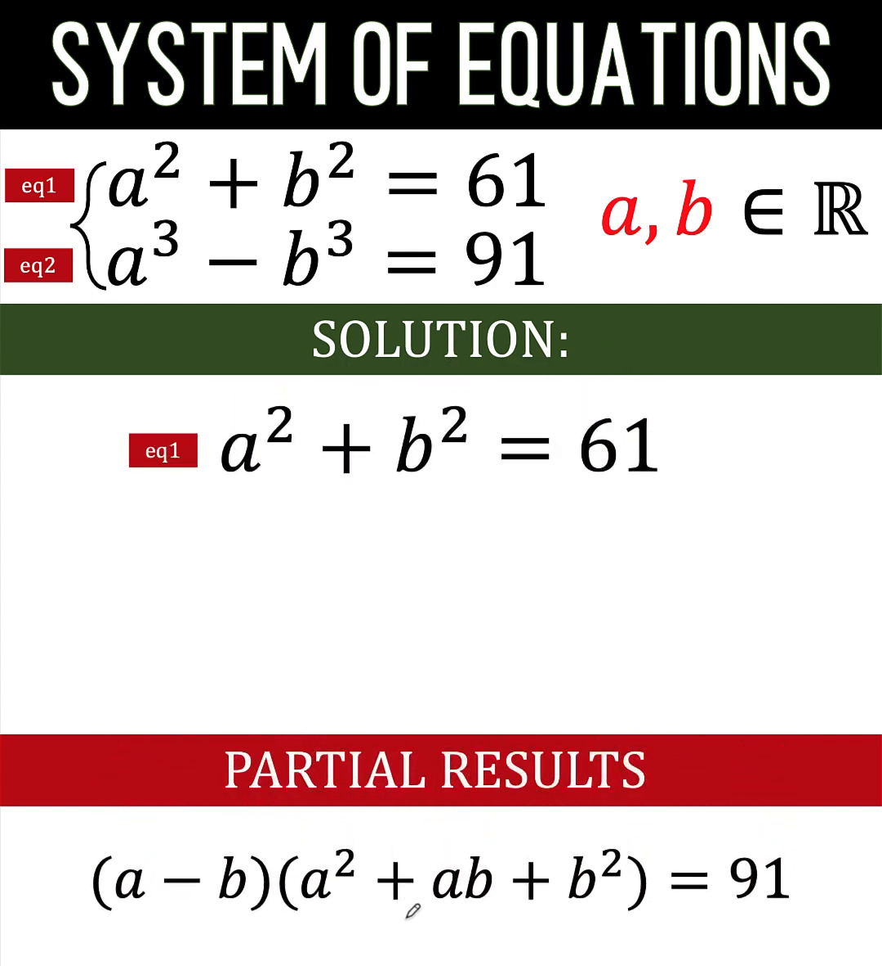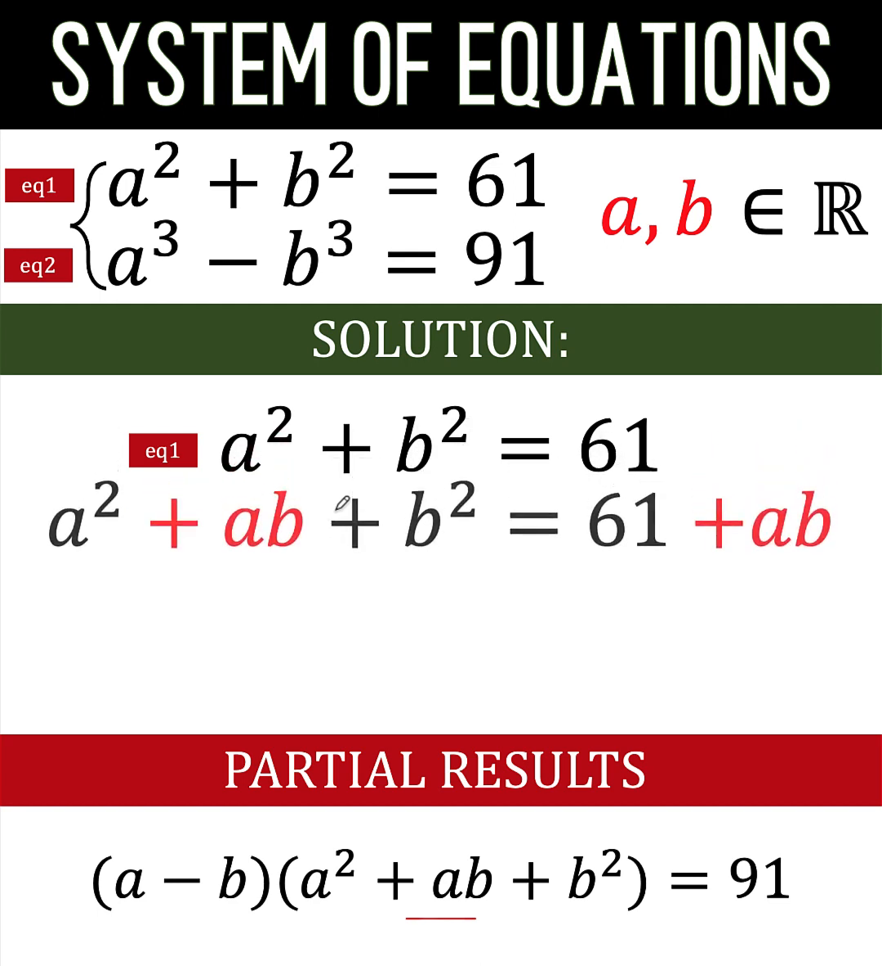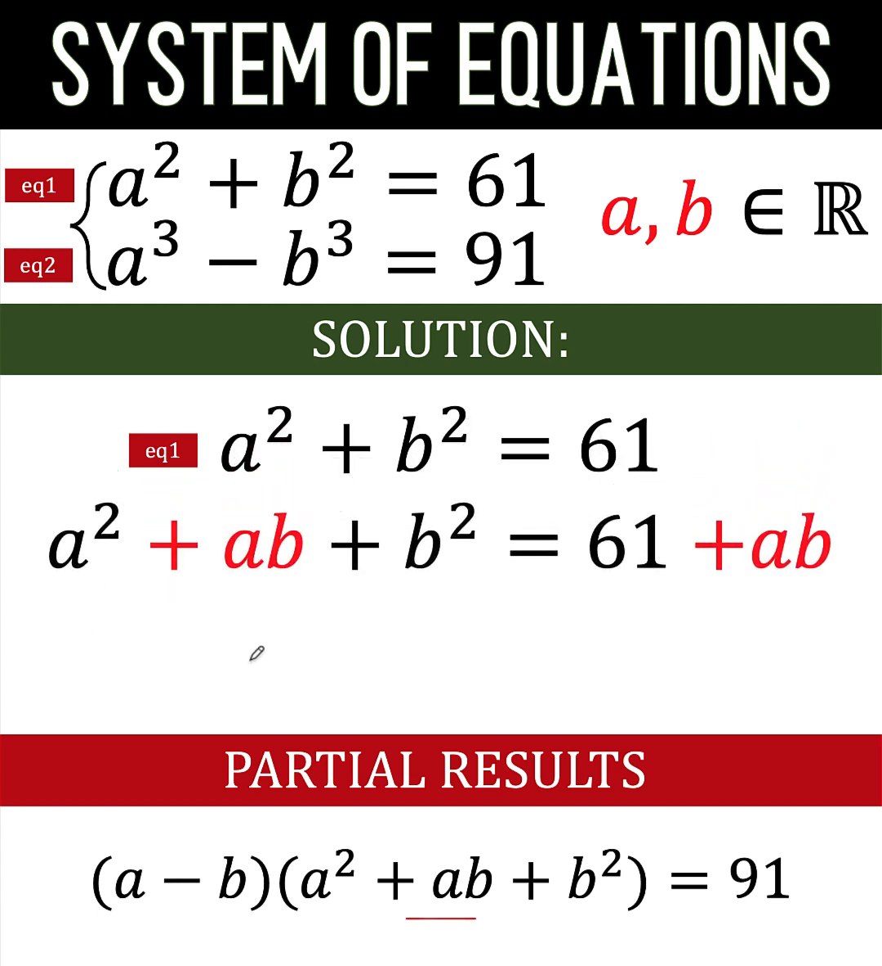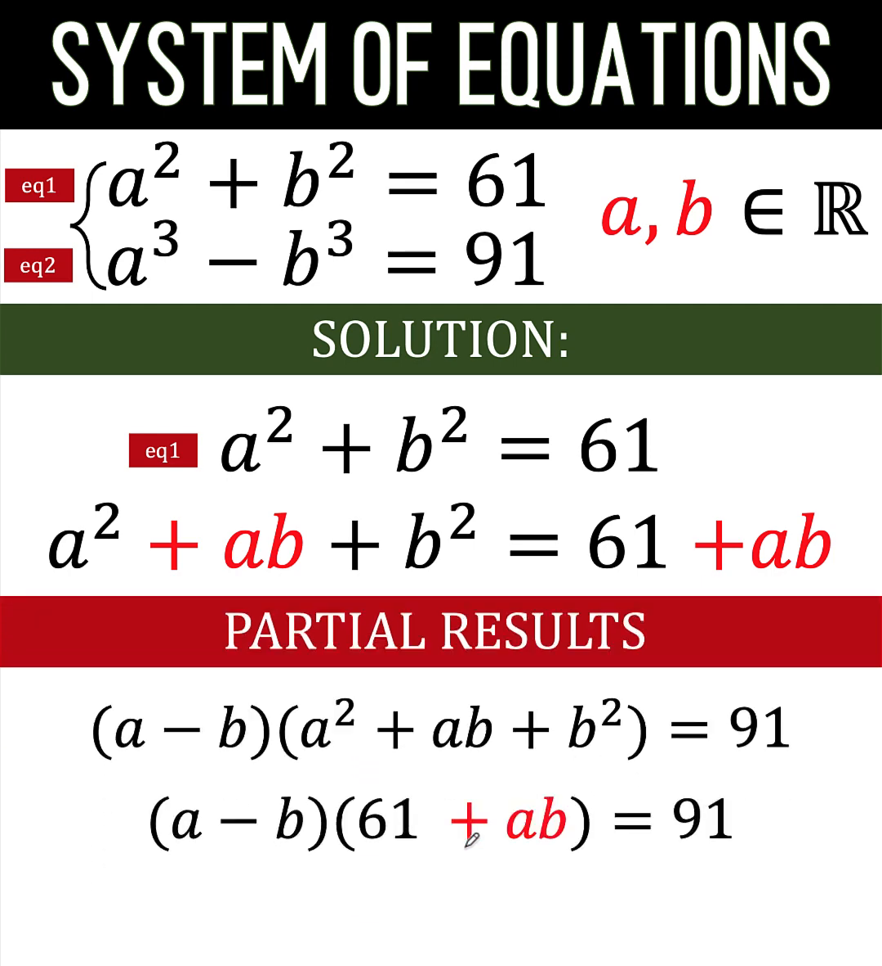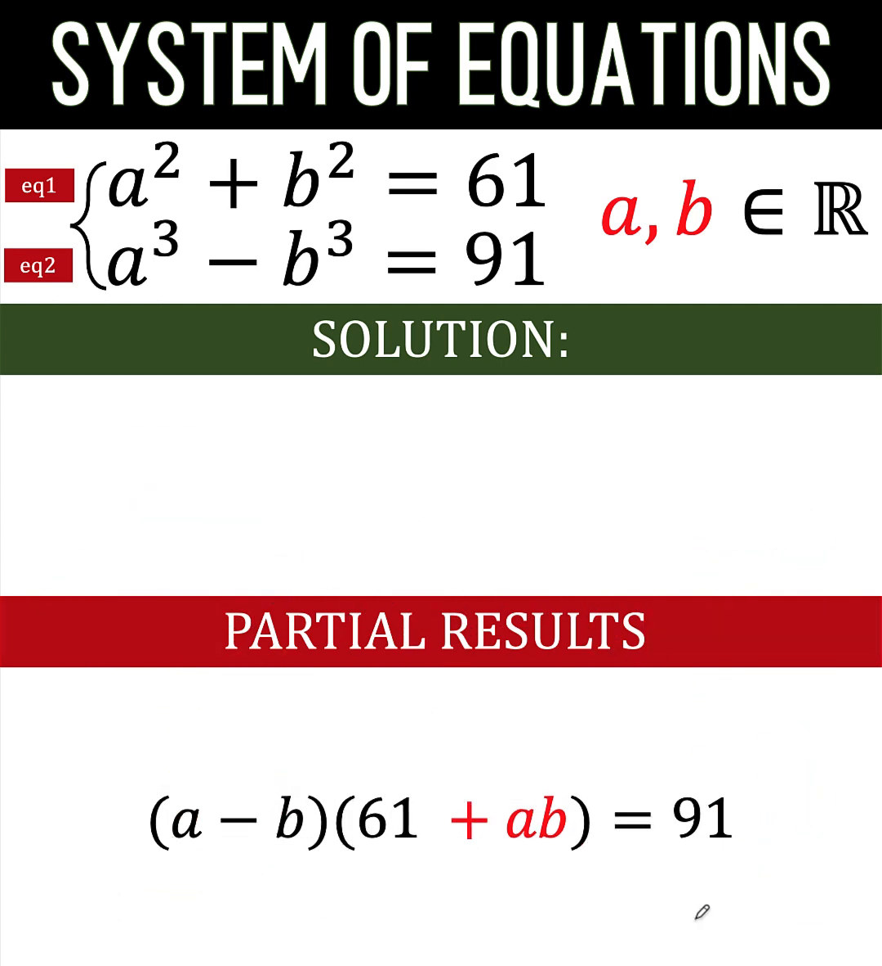We want to have this middle term ab in equation number 1. So let's add ab to both sides of this equation, and this is the result. The left side is exactly this part here, and therefore we can now replace this part by 61 plus ab by substitution. And let's do that. So we now replace the second factor by 61 plus ab. All the rest are just copied, and this is now the equation that we are going to work with.